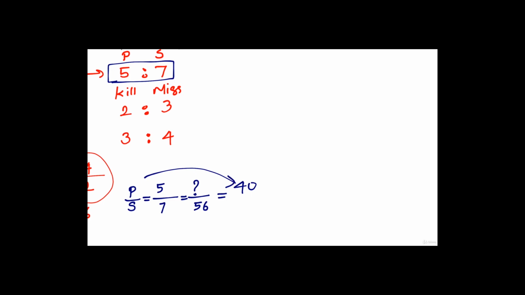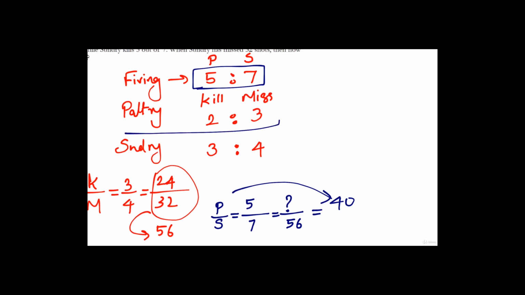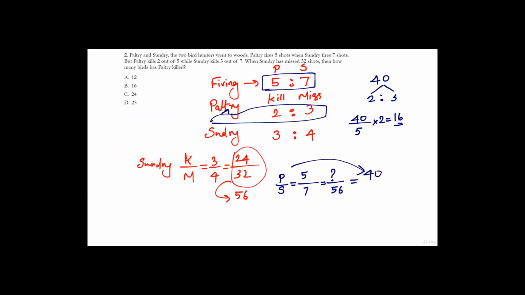Now, how many birds had he killed? We know that for Poultry, the kill to miss ratio is 2:3, right? So 40 has to be split in the ratio 2:3, which means 40 divided by 5 into 2 will give the number of birds that he had killed, which is 16. So option B is the right answer.